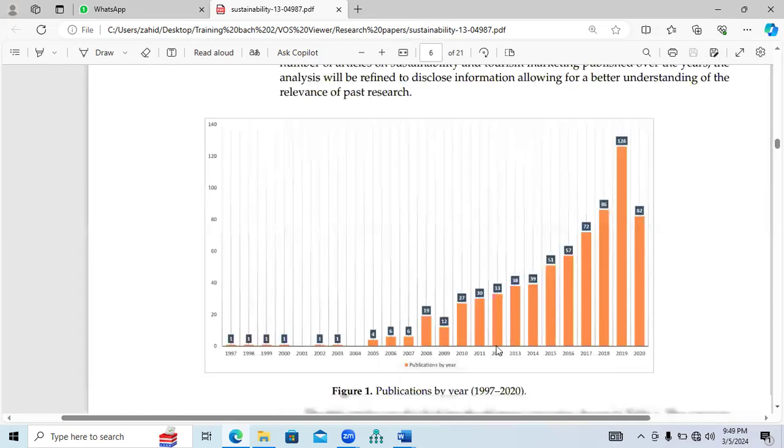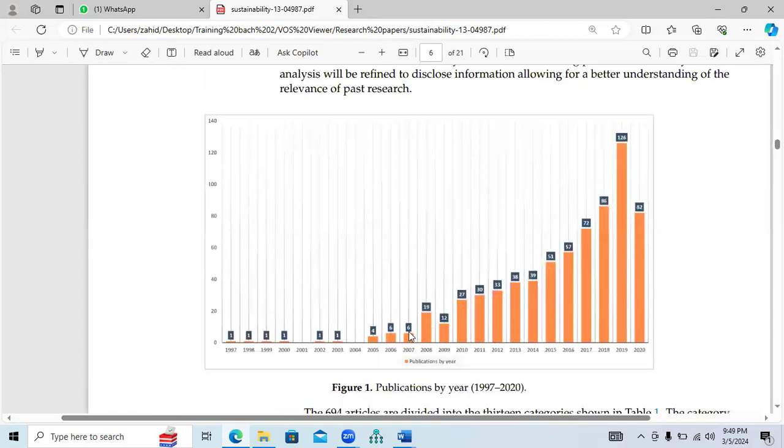This is basically the trend, and you can see here the trend is increasing year by year. He has conducted research up till 2020. Maybe during 2020 the year was not full. But you can see the potential of this research. It is increasing year by year. It means this area has the potential to conduct research.